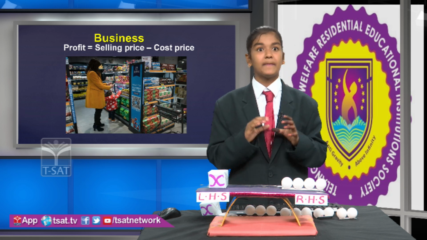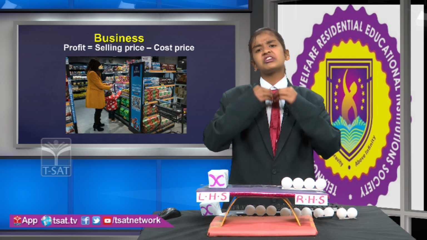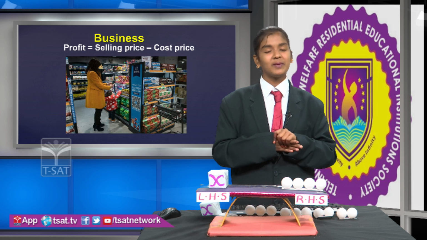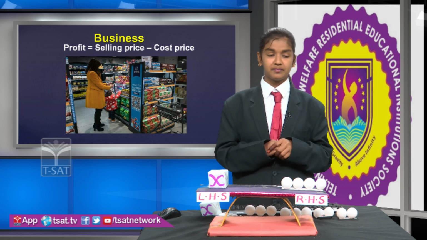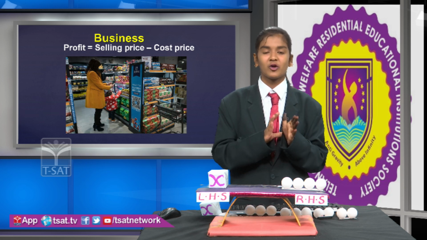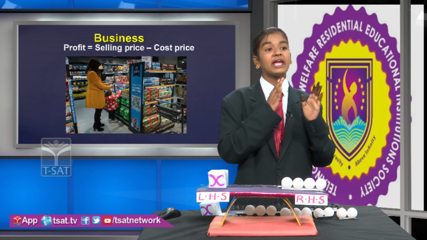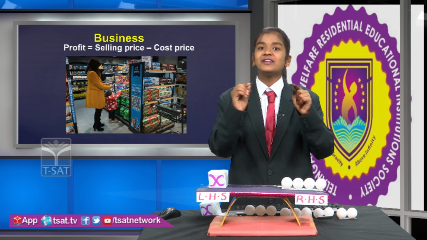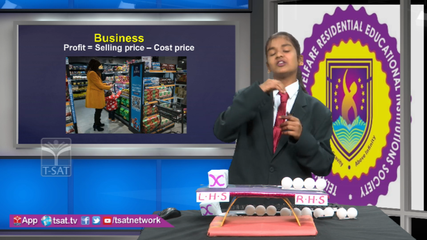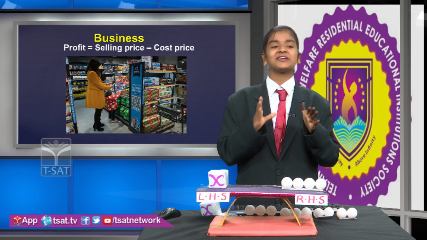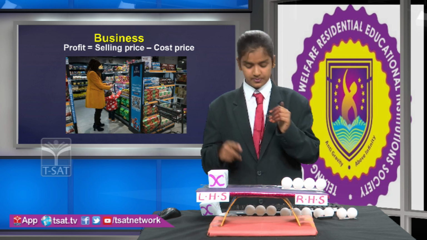Friends, and the next, business. Businesses use equations every day. You might not understand that. It means if we want to make a profit, we sell an item for more than it cost. So friends, in simple terms, companies use these equations. Friends, have a look at the slide please. Profit equals selling price minus cost price.